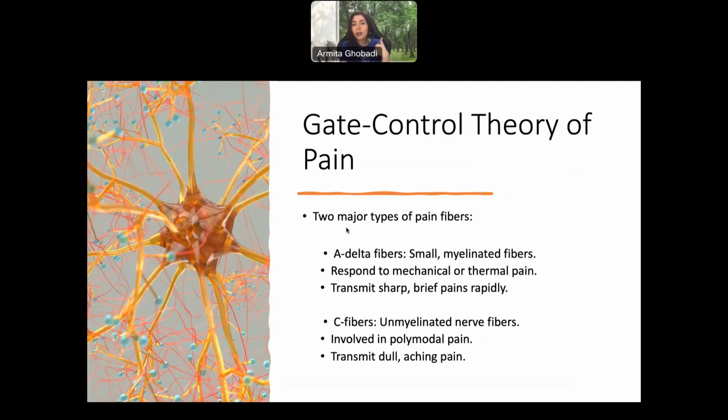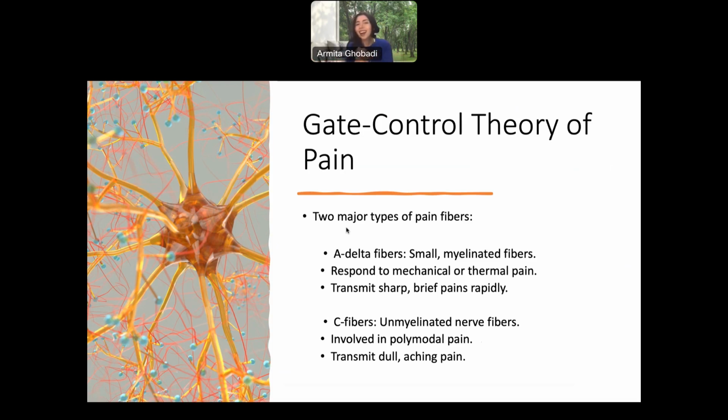A delta fibers are small, but they are myelinated. So basically, all the signals go very fast. They jump and jump. So they are necessary for responding to mechanical or thermal pain, because they transmit very fast and give our brain the signal for very fast pains, which can be mechanical, like paper cuts, and thermal, like touching a hot surface.